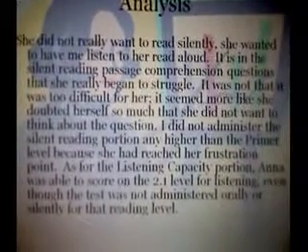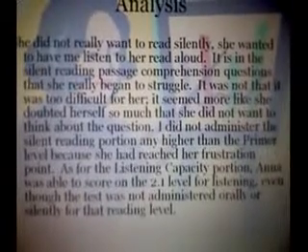She got all of the questions correct for the pre-primer level, and only 2 questions were missed on the primer level, but by the time we got to the first reader level, she was unable to get half the comprehension questions correct. She did not really want to read silently. She wanted to have me listen to her read aloud. It is in the silent reading passage comprehension questions that she really began to struggle. It wasn't that it was too difficult for her, it was more that she doubted herself so much that she did not want to think about the question.